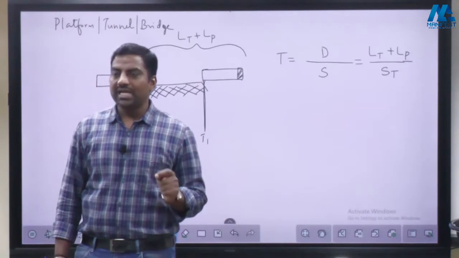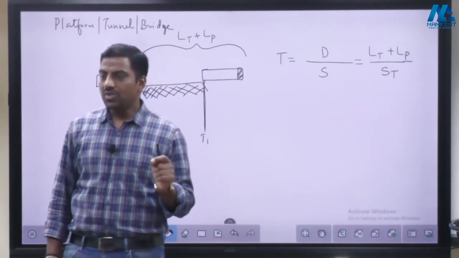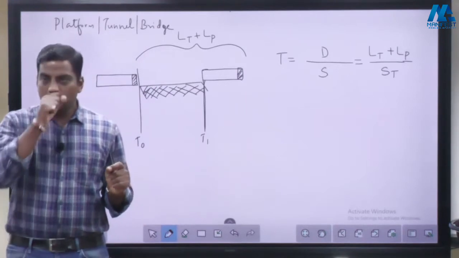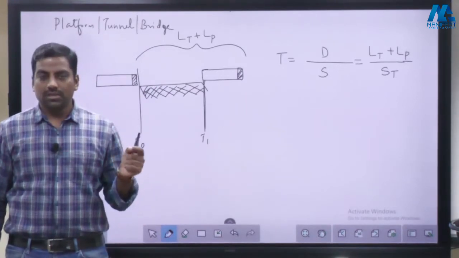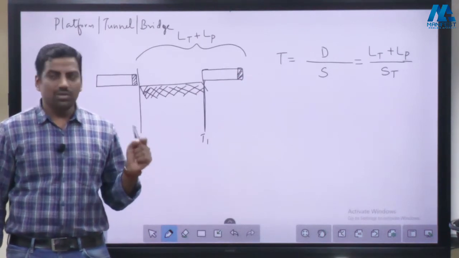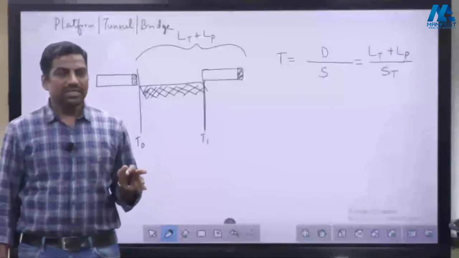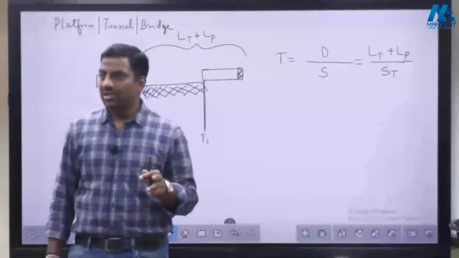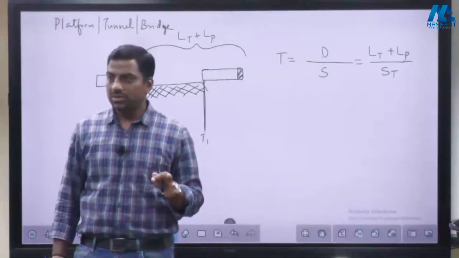In the denominator, either it is speed or it is time. If they want speed, they will give time. Understood this? Any difficulty in understanding? Any difficulty? No, right? Cool? No issues? Yeah.